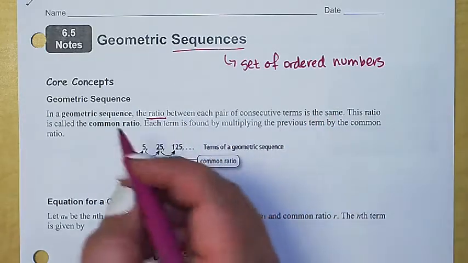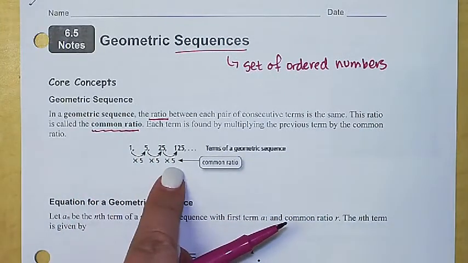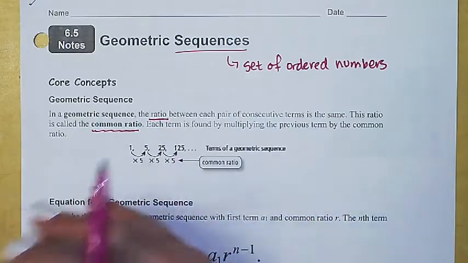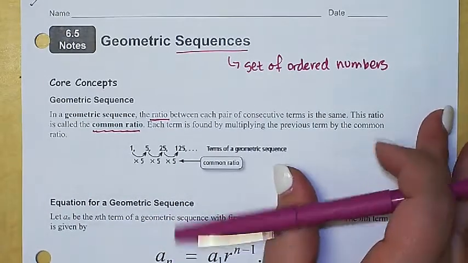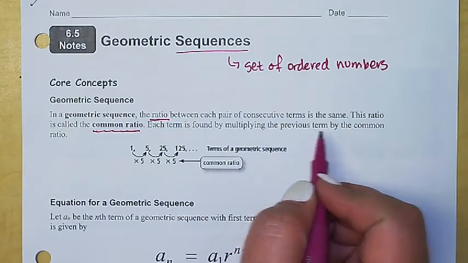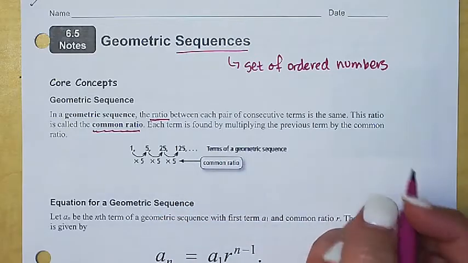This ratio is what we call the common ratio, and that's going to be the pattern that we're going to be looking for. So in arithmetic sequences, we were talking about the common difference. Now we're talking about the common ratio. Each term is found by simply multiplying the previous term by this common ratio, and that will always give you the next value. So how is this a little bit different?